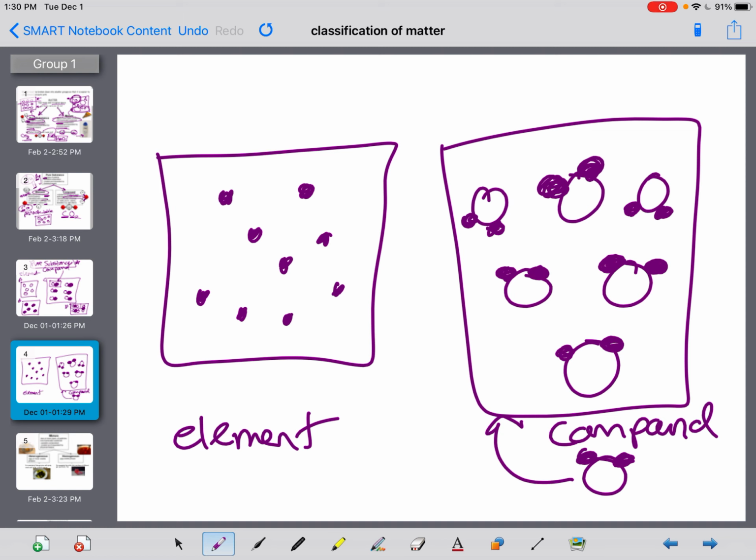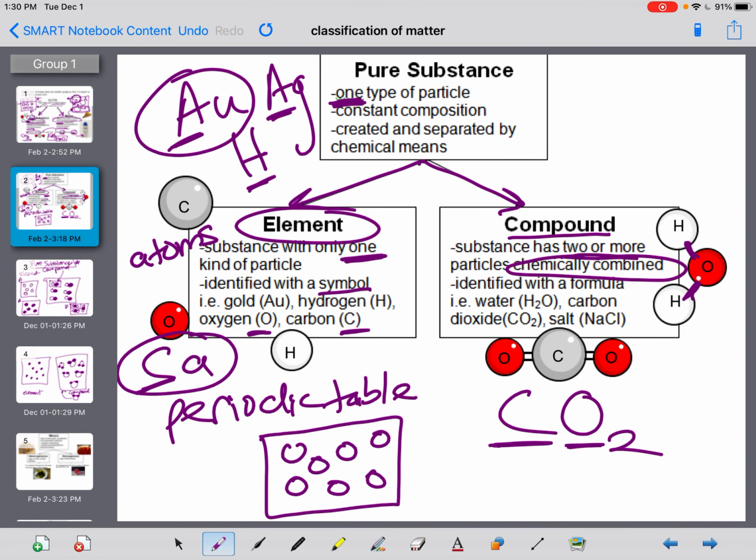Okay. Now, when you're looking at the chemical formula for that, how do you know you have a compound versus an element? The chemical formula of a compound will have more than one capital letter. So carbon dioxide, CO2. So the little number actually tells you how many of each one you have. So there's one carbon and two oxygens, right? Look at water, H2O, two hydrogens, one oxygen.